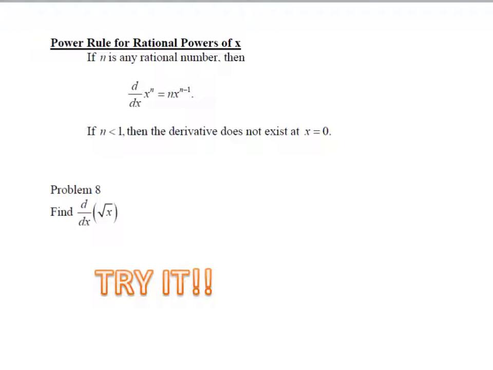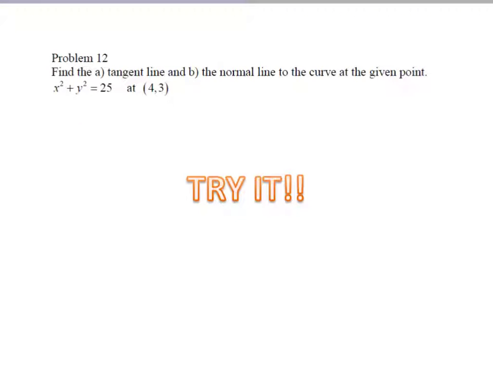So problem 8, problem 9, and problem 10, you are going to try at home. That's part of your lesson check for tonight. Problem 11, try it as well. Finally, I know I'm overloading you, but this is your homework for the weekend. Problem 12, try that as well tonight.